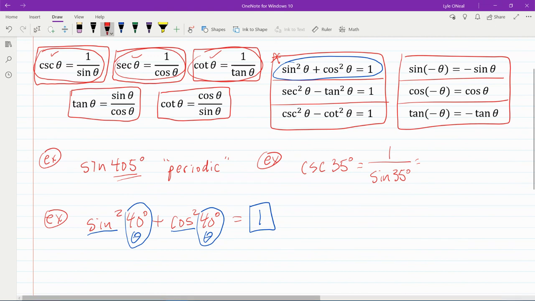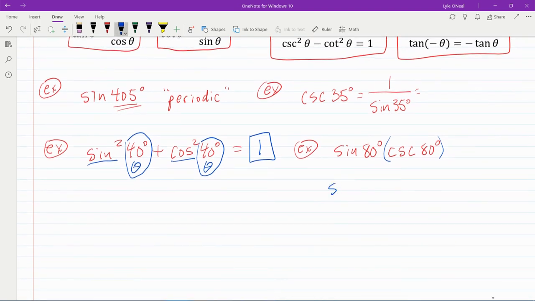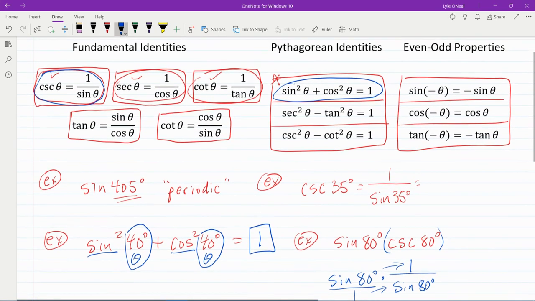And one more example. Let's see. Sine of 80 degrees, cosecant of 80 degrees. Okay, and again, we're not going to use the calculator, but what we notice is that we have cosecant of 80. Knowing this identity up here, we can turn it into sine. So this is going to be the same as sine of 80 degrees times 1 over sine 80 degrees. And if you make this a fraction and multiply straight across, you can see that that's going to give us sine of 80 degrees over sine of 80 degrees. Anything over itself is 1.